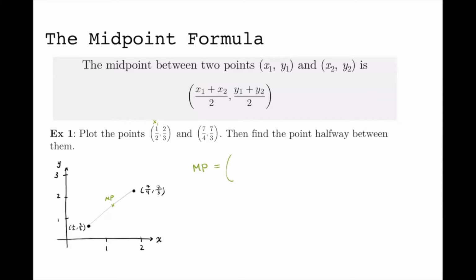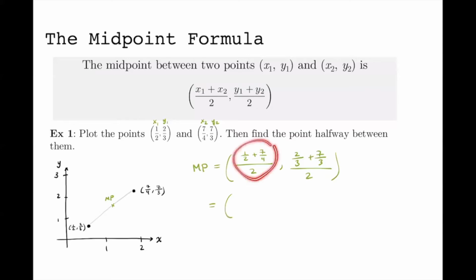x1 is 1/2 and x2 is 7/4. So we'll have 1/2 plus 7/4, and then we'll divide that by 2. Then we have comma, the y-coordinate, here's y1, 2/3, here's y2, 7/3. So we will add 2/3 plus 7/3, divide that by 2, and there is the y-coordinate of the midpoint. Now we just have to simplify this.